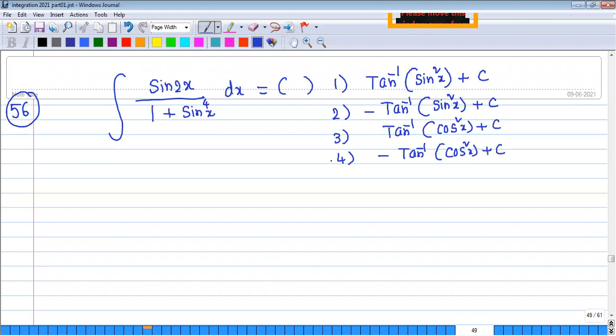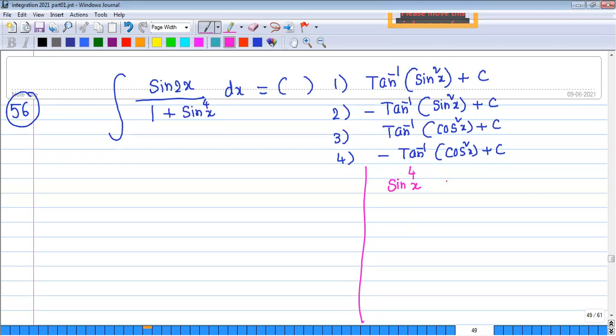That means option third and option fourth will be eliminated, either 1 or 2. That means here the inner function is sin square x. So this sin x to the power of 4 we need to write as sin square x. Say t is equal to sin square x so that you will get the answer. That is the idea. Very good, Akshara.